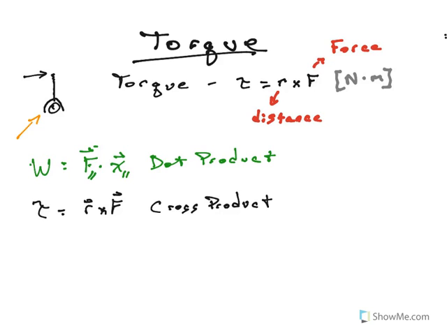And the reason is because the distance from the point of rotation, call it the bolt or whatever, to where the force is applied, that's called the distance, R. Sometimes it's also called the lever arm.